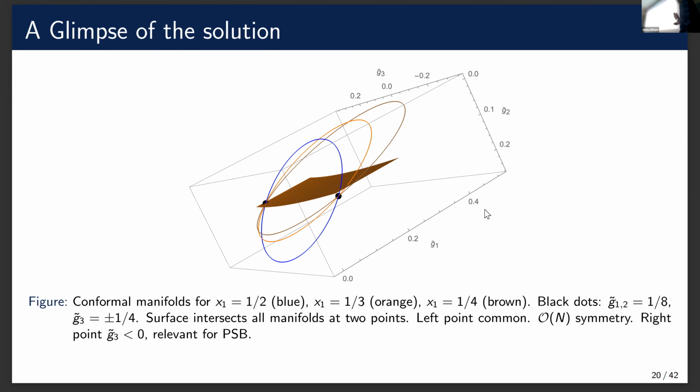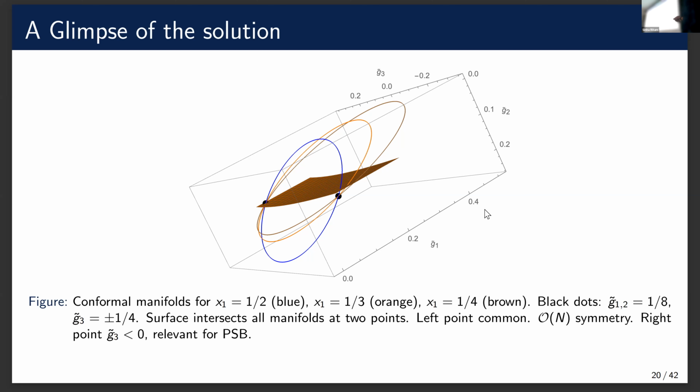X1 is the ratio of m and n. So this ratio is half. Okay, so if I choose m to be 2, I choose n to be 4. Okay, that's what this is. And the line corresponding to this is this blue line. This is the conformal manifold at large n.